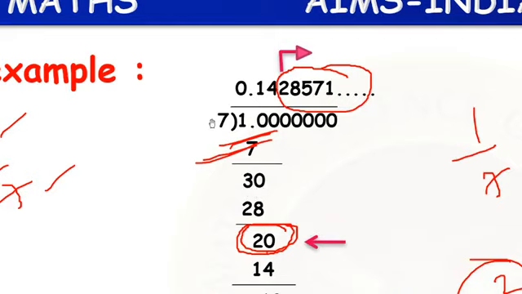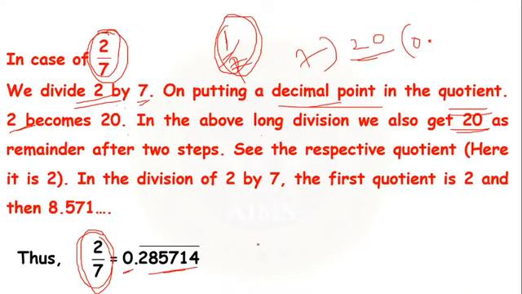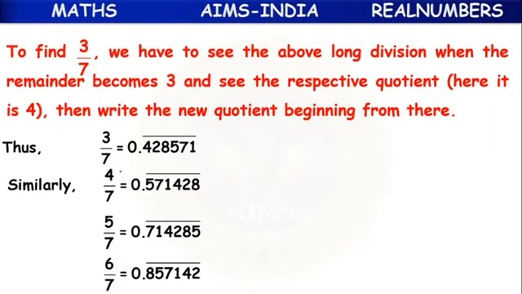7 is the divisor. So what is the quotient? 7 4 times 28, so 20 is the remainder. Again 14, 7 2 times 14. Means when 30 is the dividend and 7 is the divisor, the quotient starts from 4. So what does it mean? In the expansion of 3 by 7, the recurring part starts from 4.